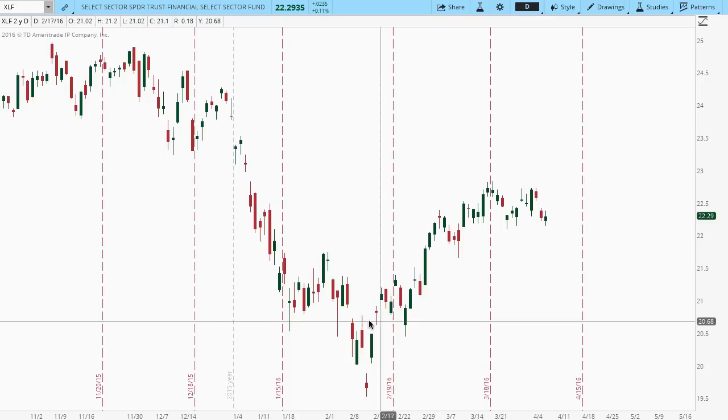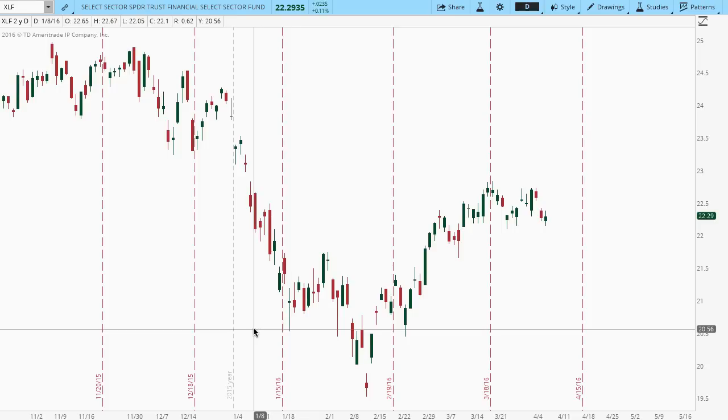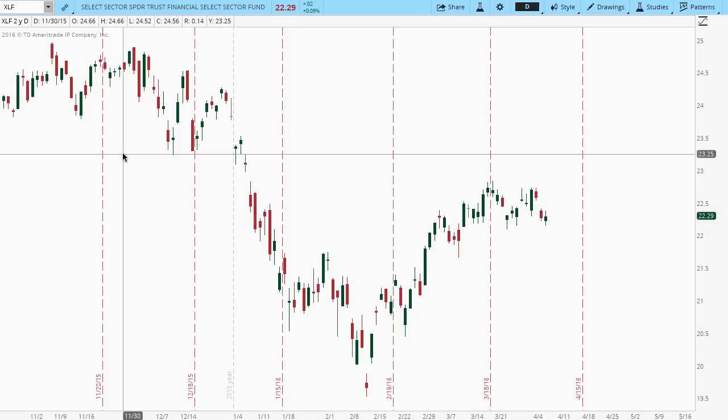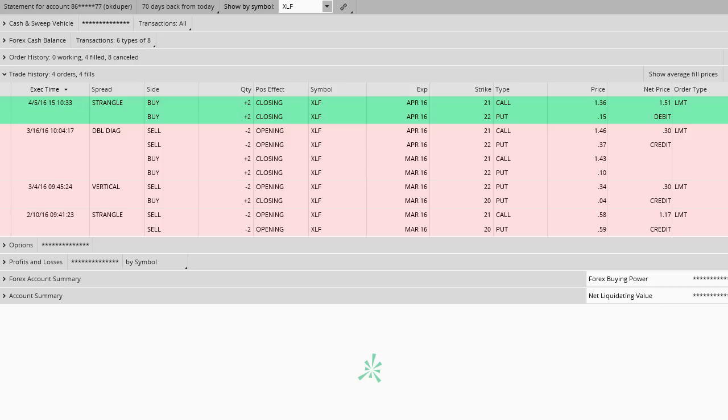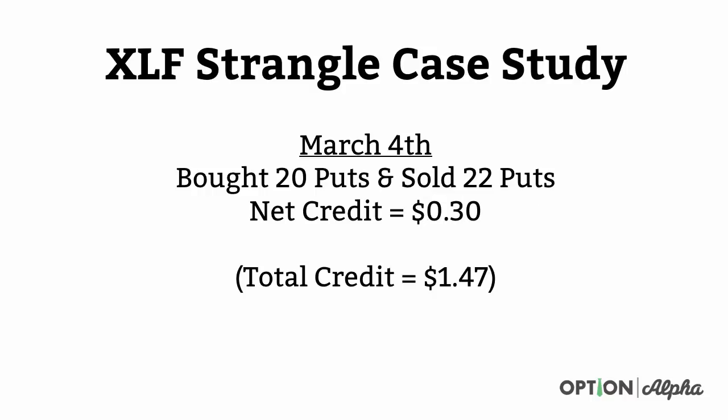We rolled the side of the trade that the market was moving away from to increase our overall credit and net gain on the trade. So on March 4th, we bought back our 20 puts to close those because we had basically made a little bit of a profit on those, and resold the 22 puts. Now we did this in one vertical spread order. So we bought back our 20 puts, resold the higher 22 puts.